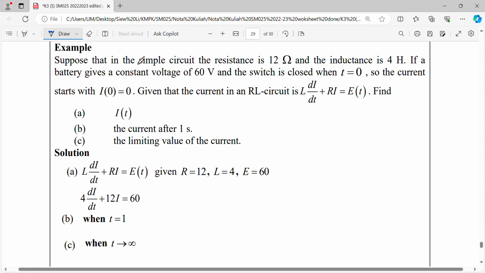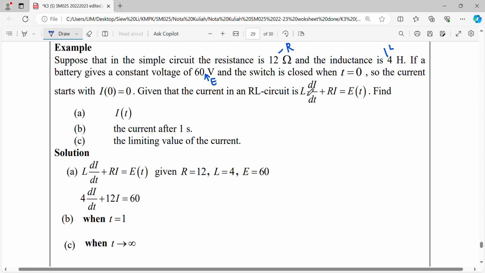So suppose in the simple circuit with resistance, so this is your R, and the inductance, this is your L. If the battery gives a voltage of 60 volts, so this is your electromotive force. The switch is closed when time equals 0, so that the current is I, in terms of time t. So the current in the RL circuit is L di/dt plus Ri equals the electromotive force in terms of time. Therefore, to find your current, means solve your DE.